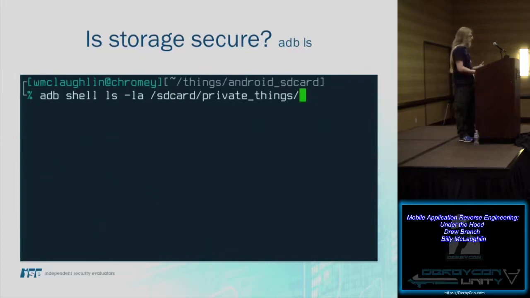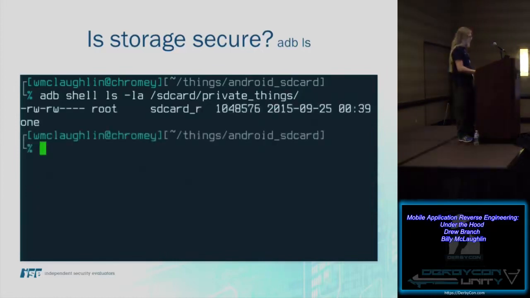So what this is going to do is give a long listing of all the files in the directory /sdcard/private things. Everything in the app writes to the SD card. So we do that, and we can see one file. When we were enumerating before, I mentioned you could download files. We would have downloaded this file. That's why it is currently on the SD card.